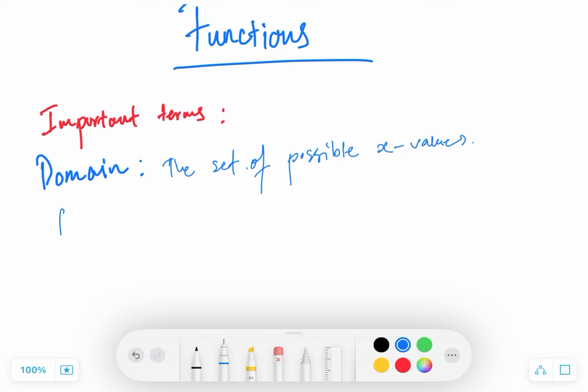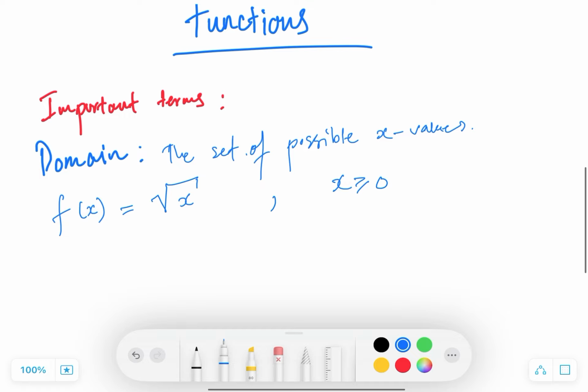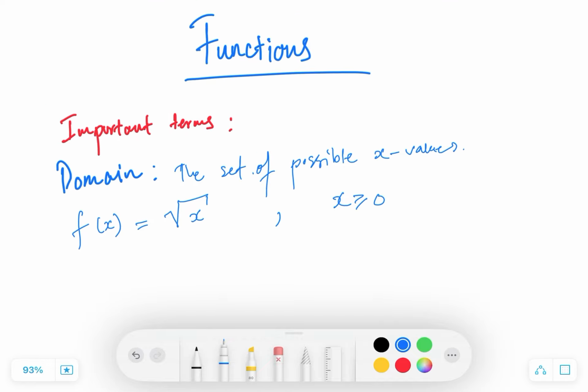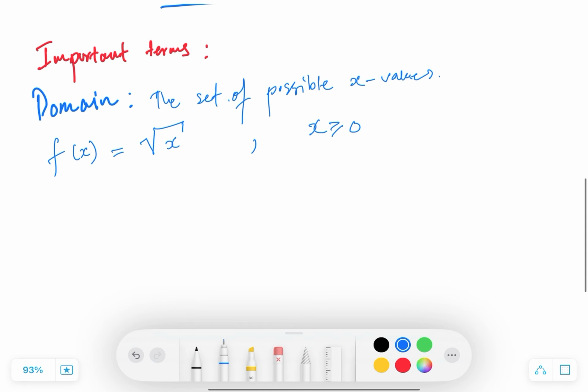If, for example, our function f of x was square root of x, then the domain of this function would be x is greater or equal to 0, because you cannot use negative numbers inside the square root, right? So simply the domain tells you what is allowed. So only positive numbers for this specific function.